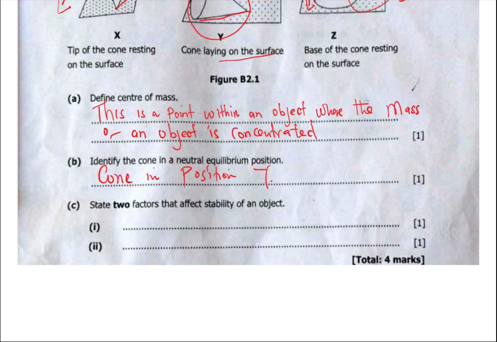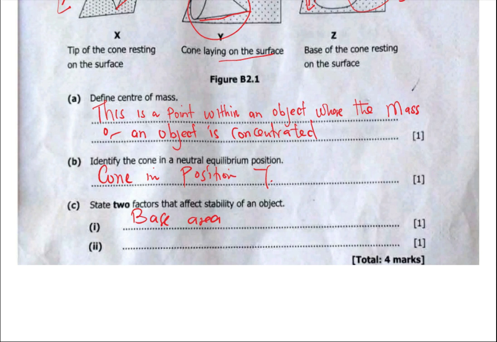Then, state two factors that affect the stability of an object. There are quite a number of factors that affect stability. The first one I'm going to mention is the base area. When the base area is larger, usually you are going to have increased stability. It's simple as that. Why is it so? When you have a larger base area, it means your base is wider, which provides a larger support. This will make it very hard for an object to tip over.